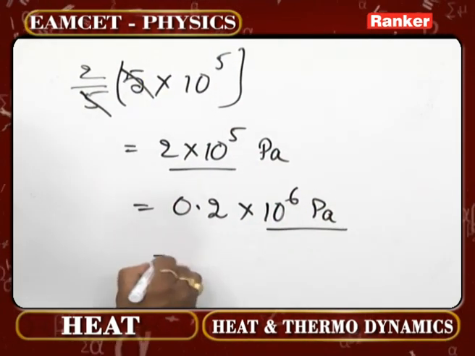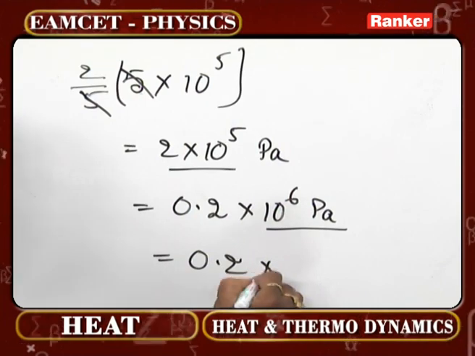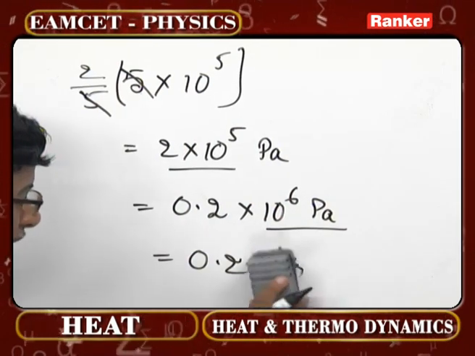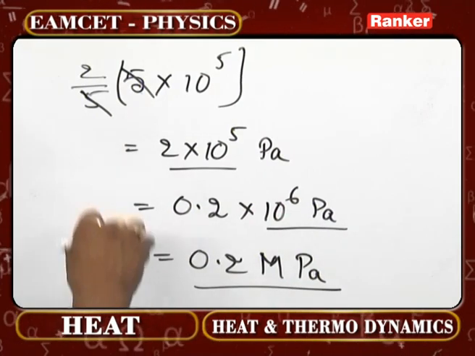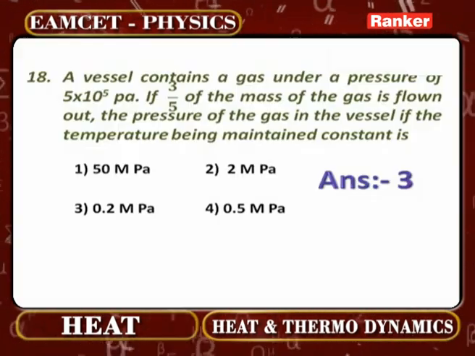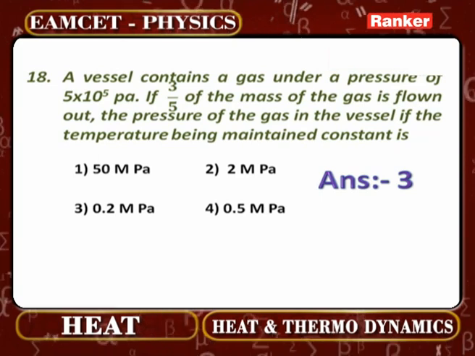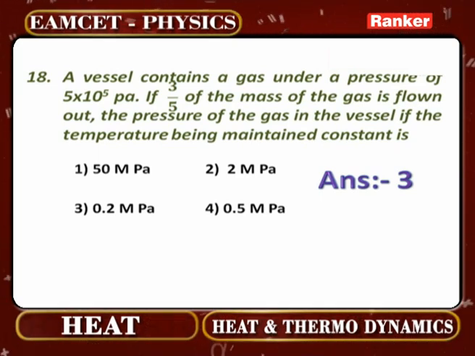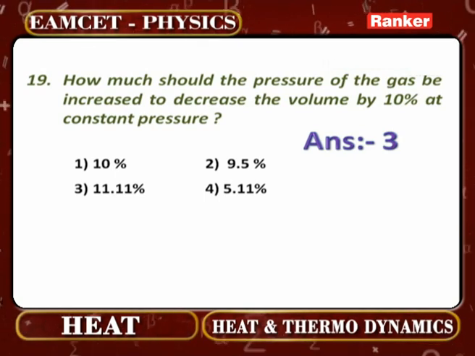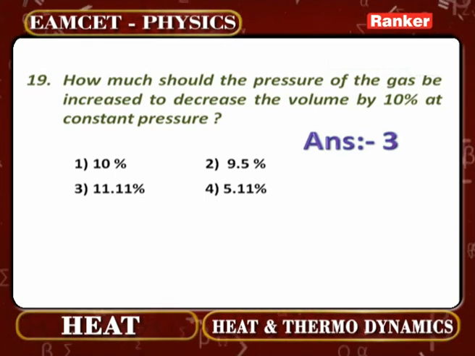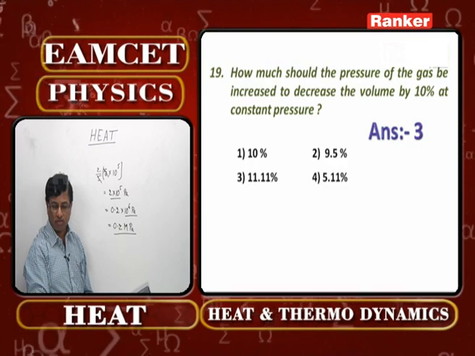10 power 6 is called million or mega. So 10 to the power 6 you can write this one as million Pascal as such. So what is the correct option for this question you look at? Third option is going to be the correct option for this question number 18. Look at that next problem, that is problem number 19, one of the excellent models. Same question also has been repeated in one of the EAMCET examinations earlier.